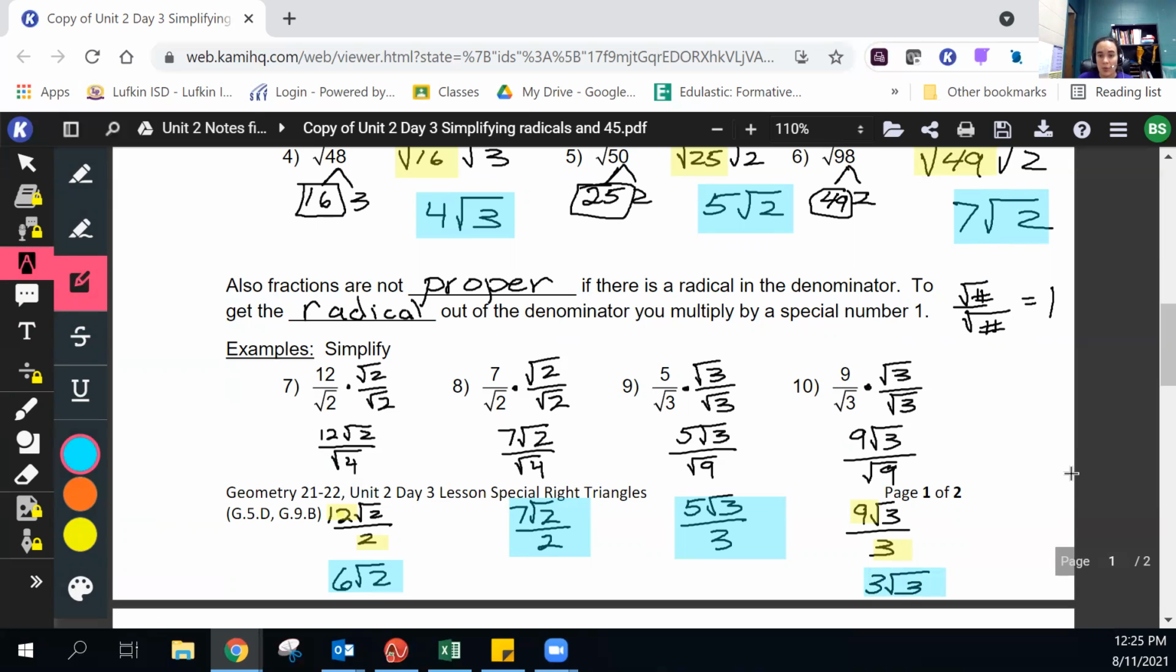So again, multiply by whatever is in your denominator, multiplying across. You end up with the number that was in that radical. Check and see if you can divide the number in front of the radical.